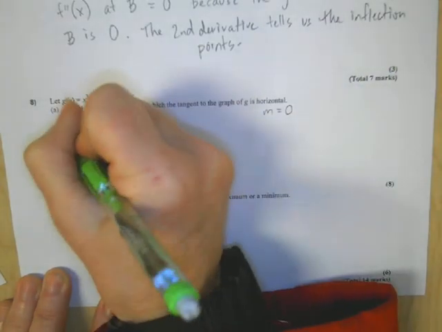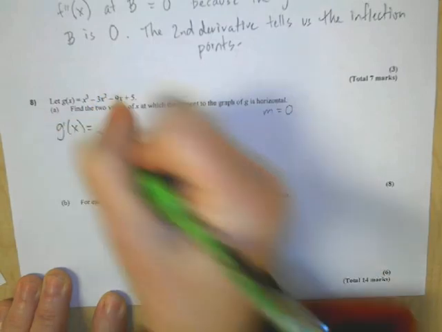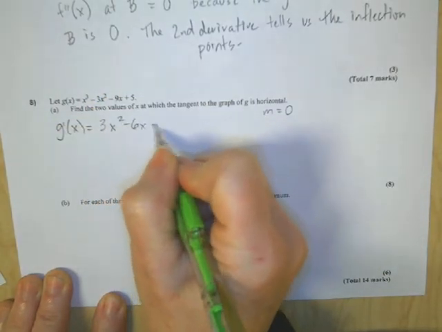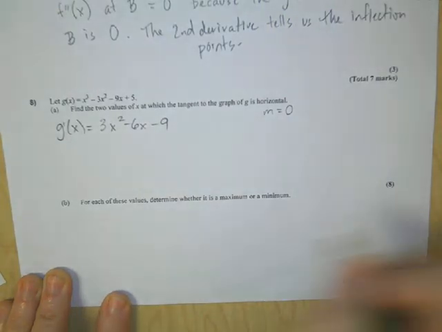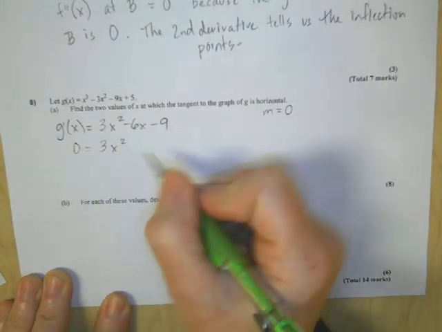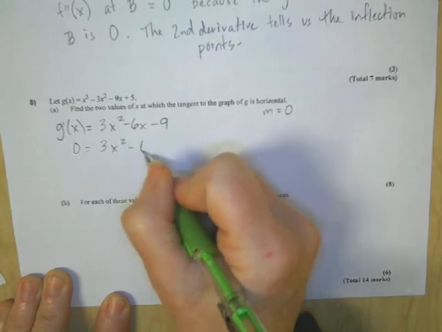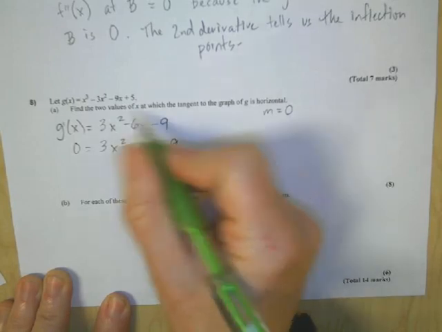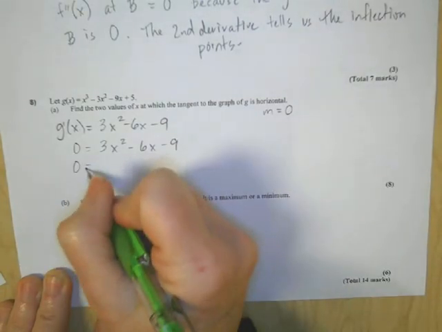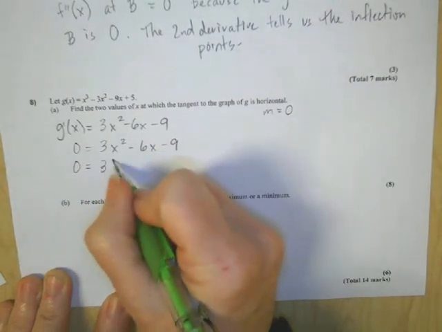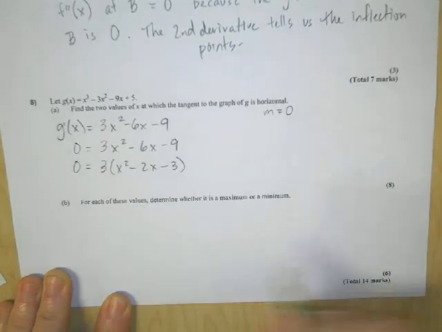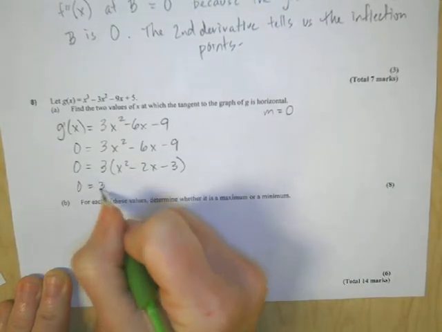So we want the derivative of g of x, which gives me 3x squared minus 6x minus 9 as my derivative. Now I'm going to set that equal to 0, so we can find where the slope is equal to 0, because this is the slope function, the gradient function. I noticed that this can all be factored by 3, and then I can factorize that some more.